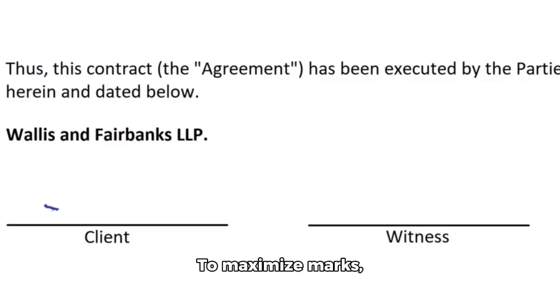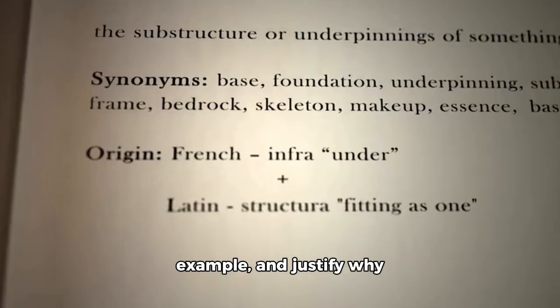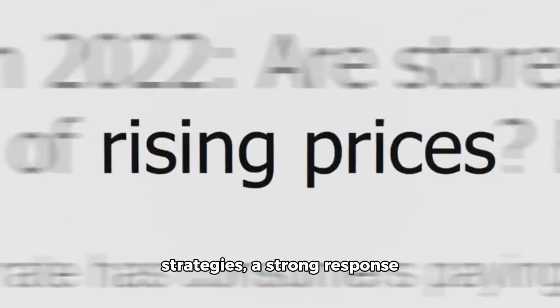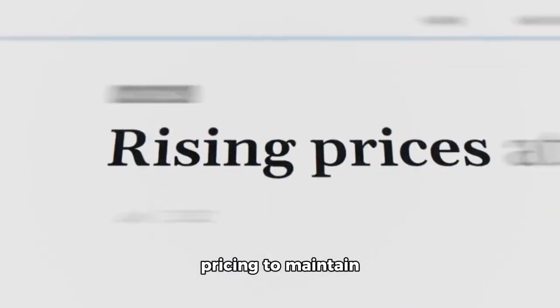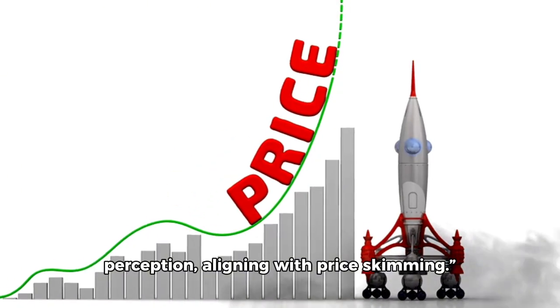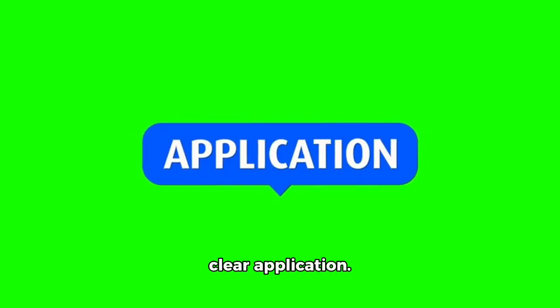To maximize marks, structure your answer as follows. Identify the business issue, link it to a real-world example, briefly explain the example, and justify why it supports your argument. If discussing pricing strategies, a strong response could be, Apple uses premium pricing to maintain exclusivity and brand perception, aligning with price skimming. This method shows clear application.